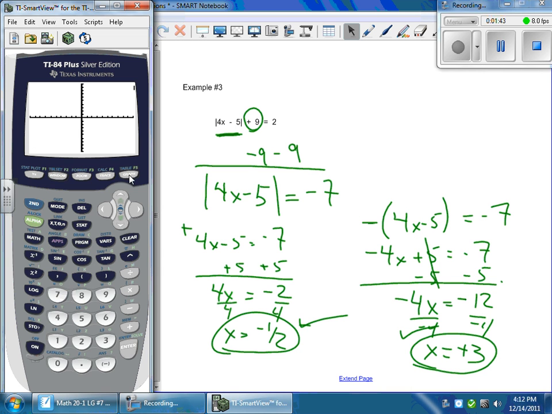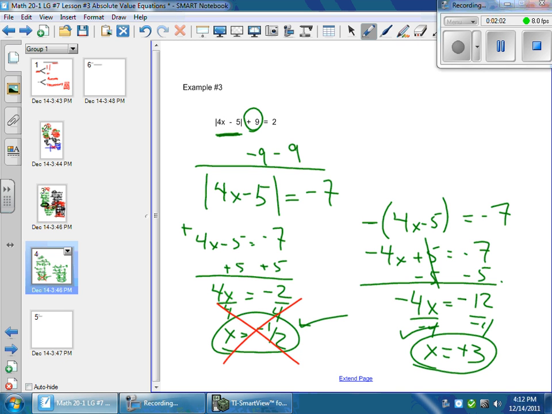Watch this. So here comes our absolute value function. Look at our -7. Even though algebraically this gives two answers, this line doesn't cut the graph, not even once. So that tells me you have absolutely no answers. Both of these are extraneous roots, which I thought was a really cool question.